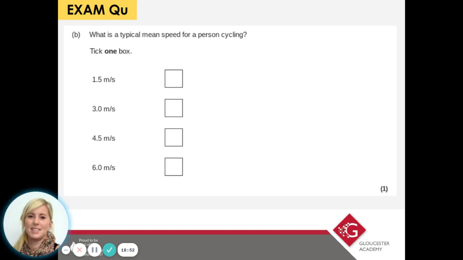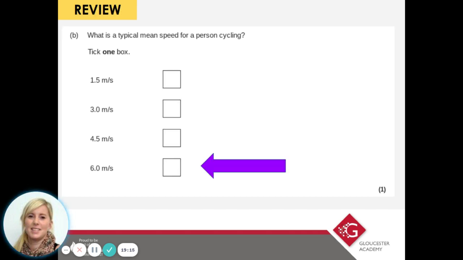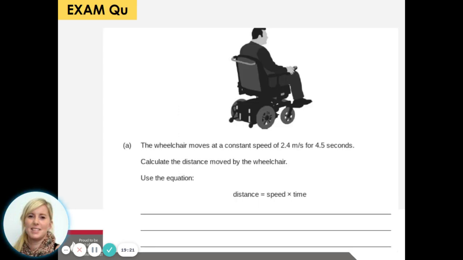Okay, a quick one now then. This could be done on your mini whiteboards, or you could do it in your book, or you could just shout it. So what is a typical mean speed for a person cycling? Remember I said you had to remember these numbers. So you have to remember the ones for walking, running and cycling. So what would you put for this one? And you put this one, 6 meters per second. So if you haven't made your revision cards, you really need to. You've got to remember these numbers.